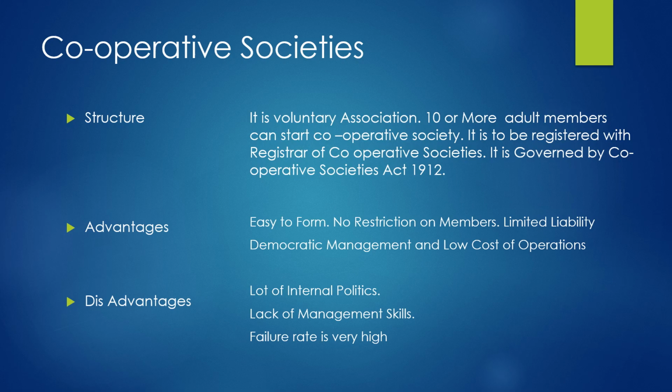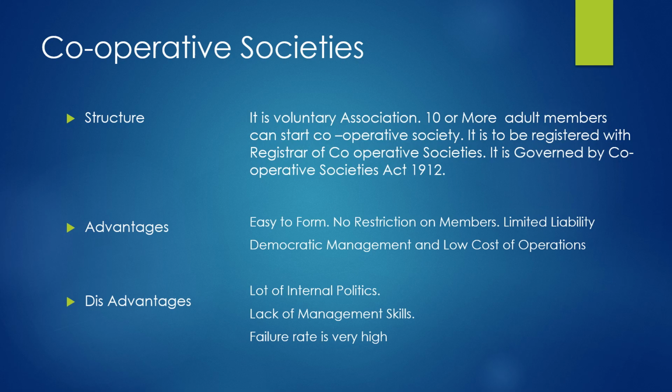Cooperative societies are also operating like any other successful business in India. There are many milk cooperative societies, weavers cooperative societies, and cooperative banks running very successfully. A cooperative society is a voluntary association. Ten or more adult members can start a cooperative society. It is to be registered with the Registrar of Cooperative Societies. It is governed by the Cooperative Societies Act of 1912.